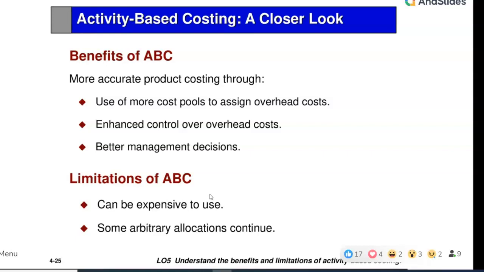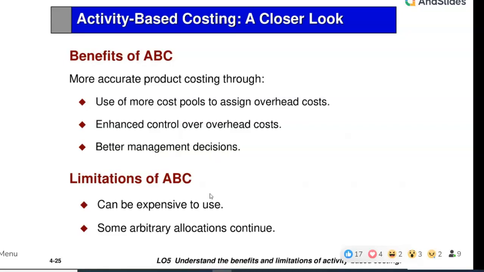But in each pool, at the beginning of the year, I have to estimate how much I think is going to be in that. What are going to be the total electricity costs next year? Depending on the production. The production manager says we're going to do 500 desks or 500,000 desks. Okay, let's estimate how much electricity that would cost us. That's arbitrary. You see what I mean?